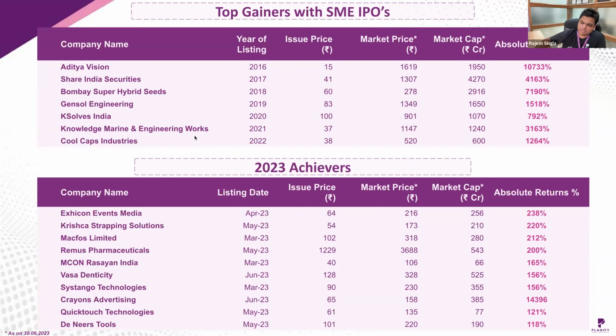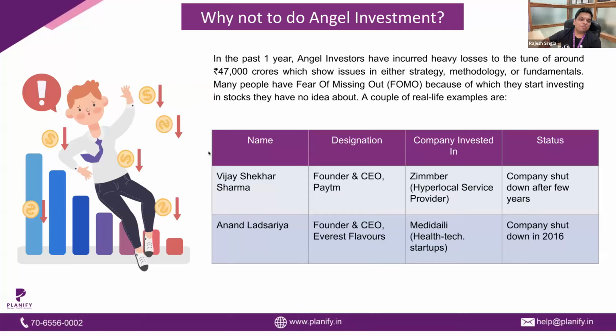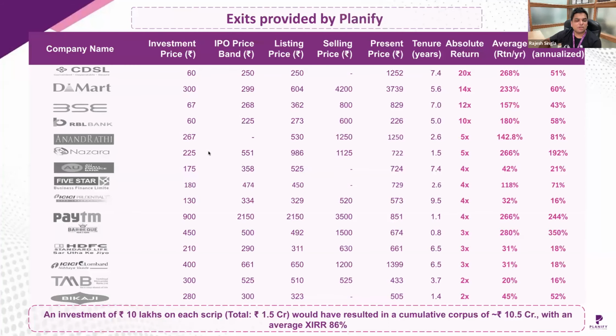And they have created the same concept where the minimum ticket size even for these SME IPOs is anywhere between 1 lakh, more than 1 lakh. Mostly it is close to anywhere between 1 to 2 lakh, and at times it is even higher than 2 lakhs. The same concept basically even works for angel investments. So I'll take a moment to again see the similar kind of returns for Planify.